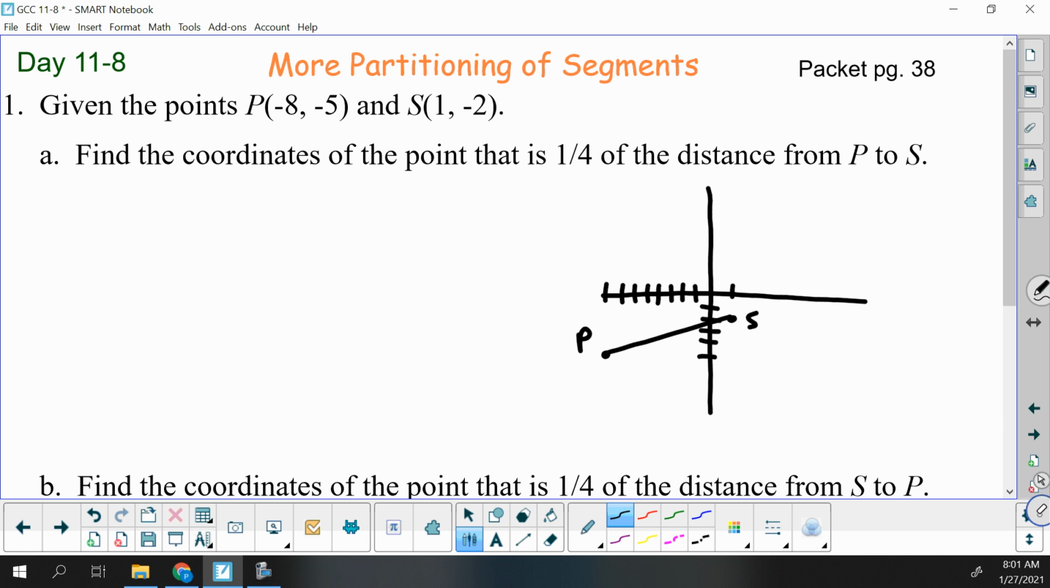So we want 1/4 of the distance from P to S. So we're going to do 1/4 from P. Well, to get from P to S, we're moving right and we're moving up. If you go -8 to 1, that's right 9. And if you go -5 to -2, that's up 3. So we're going to do 9 times 1/4, and we'll do 3 times 1/4.